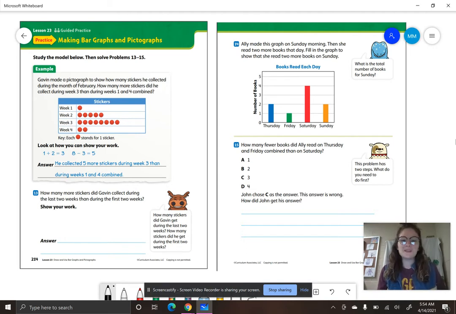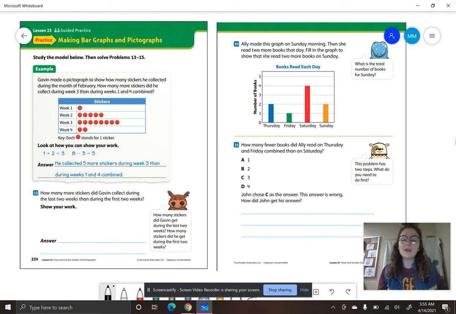Today, you are going to be in your instruction book on pages 214 and 215. Today, we are going to be using what we have learned so far about pictographs and bar graphs to answer some word problems. So let's go ahead and get started by looking at our example on page 214.